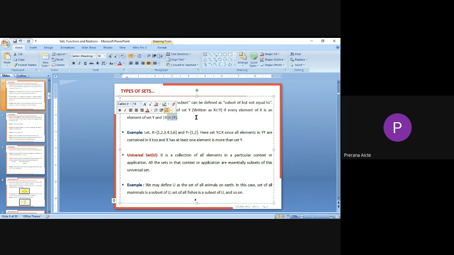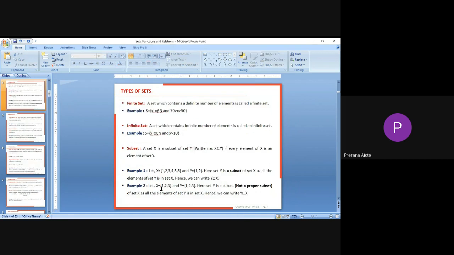See the example here. We have X equal to 1, 2, 3, 4, 5, 6 and Y equal to 1, 2. Now the elements 1 and 2 are there in set X, so Y is a subset of X. And the cardinality of set Y is only 2, while the cardinality of set X is 6. So it is following the above condition, so it is following the proper subset property.